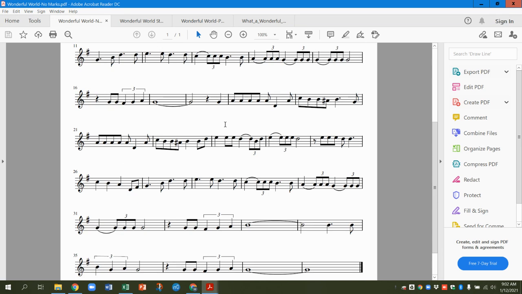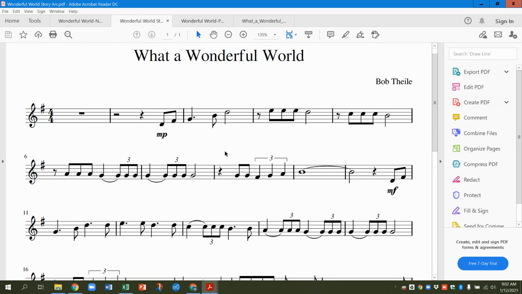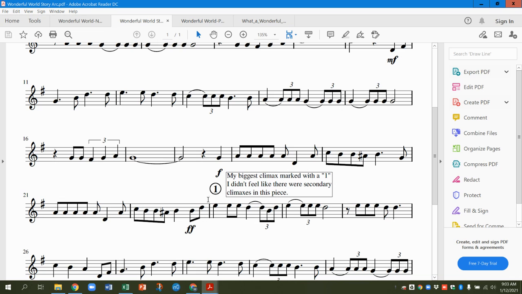So after looking through your music, and maybe even playing through it a time or two, choose where you think the climax is, and then mark that with the number 1. That's your main climax.